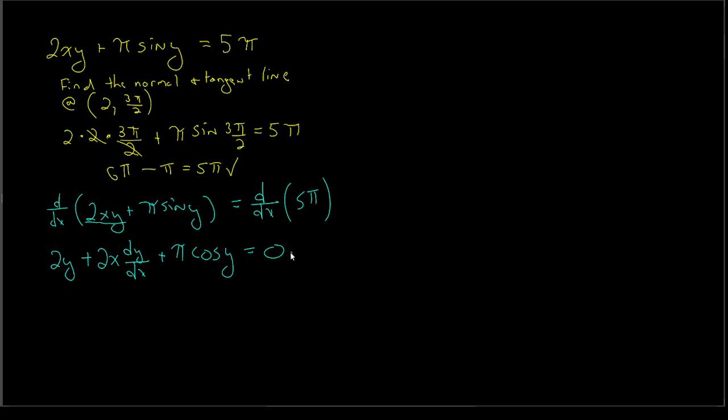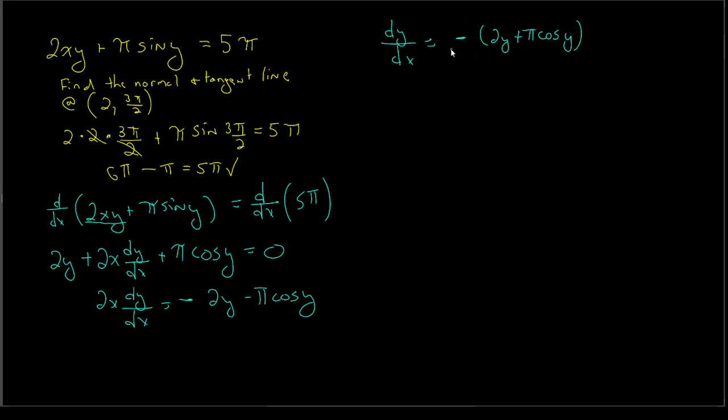And we want to solve for dy/dx. So we'll isolate dy/dx and divide by 2x. And so our derivative, dy/dx, is equal to, I'll pull my negative out, (2y plus π cosine y) all over 2x.